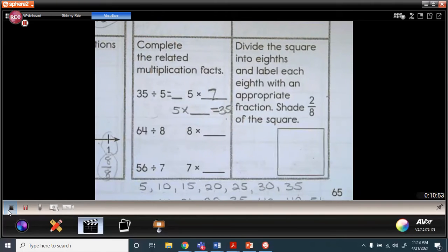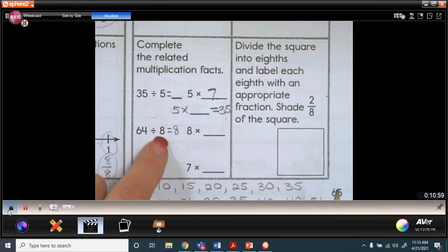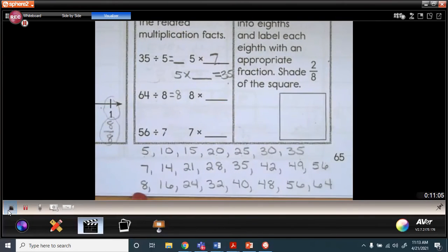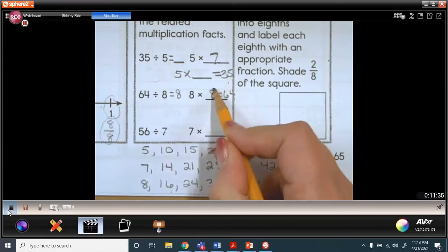Now, same thing for our next division equation. We have 64. We're dividing it into groups of 8. There should be 8 in each group. So again, looking at my multiples of 8, I counted 8 plus 8 is 16, plus 8 more is 24, plus 8 more is 32, plus 8 more is 40, plus 8 is 48, plus 8 is 56, plus 8 is 64. So I have 1, 2, 3, 4, 5, 6, 7, 8. 8 groups of 8 will give me 64, and I can finish my missing factor here.